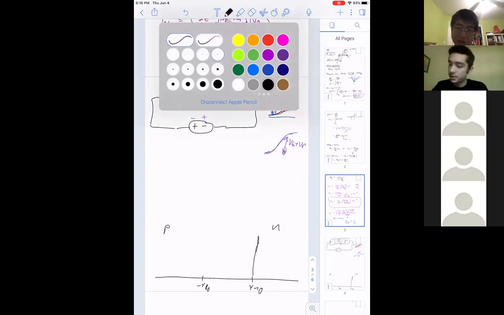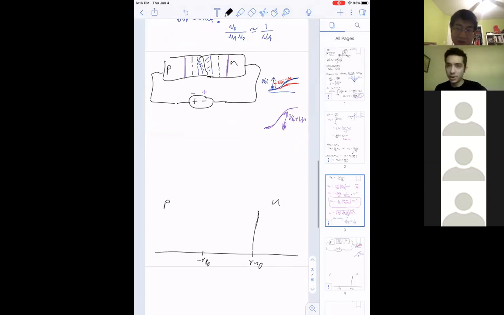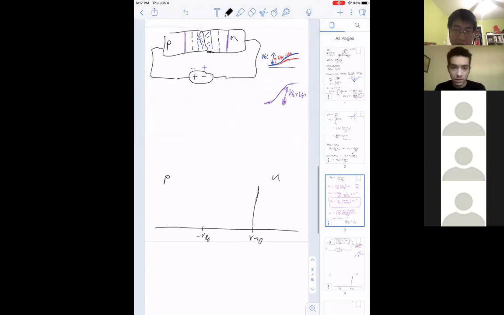Yeah, so I just wanted to make sure I hit on that. You can look up the equations with applied bias and plug the stuff in. It will also make sense. Okay.